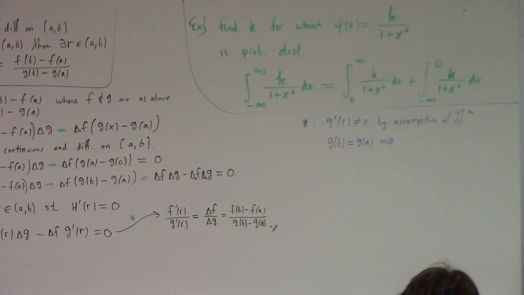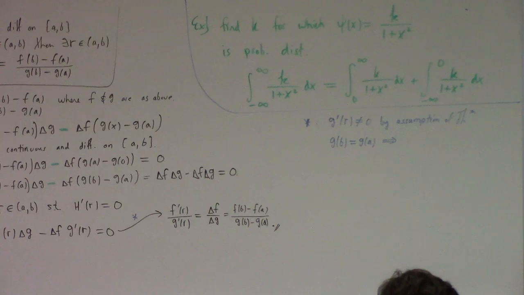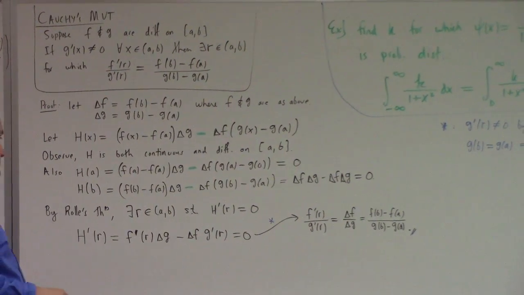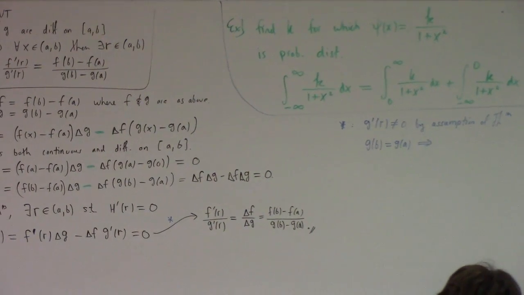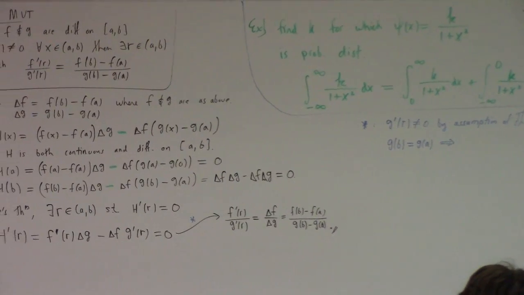That's the trouble. If that were the case, I couldn't divide by delta G. This is equivalent to saying delta G is 0. What's the problem with saying that G of B is equal to G of A? Well, apply Rolle's theorem. So is Rolle's theorem true? Yes. We apply Rolle's theorem to G.